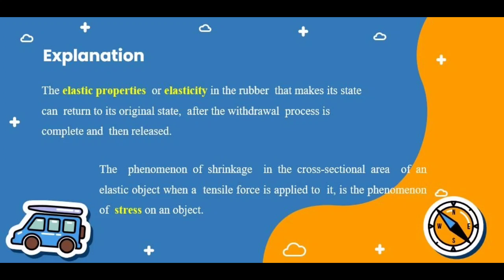The answer number 1 is the elastic property, or elasticity, in the rubber that makes it return to its original state after the pulling process is complete and it is released. And the answer number 2 is that the phenomenon of shrinkage in the cross-sectional area of an elastic object when a tensile force is applied to it is the phenomenon of stress on an object.